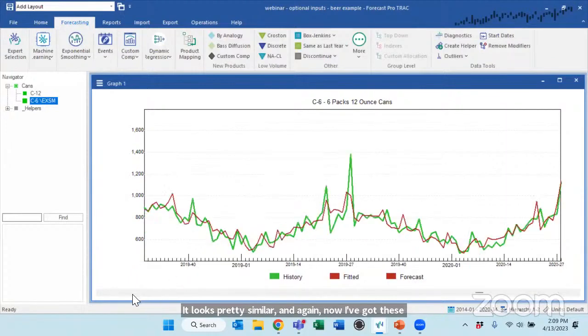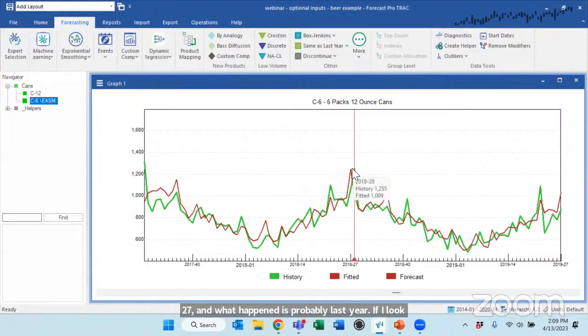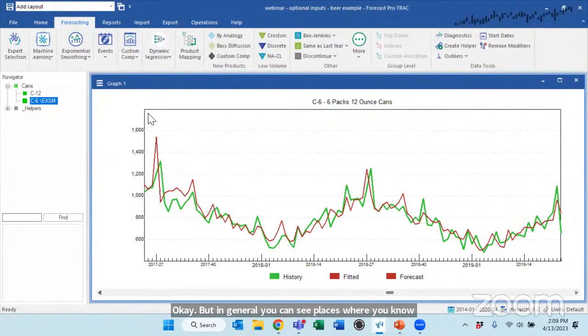Now, what I'll find here is places where you get the holidays wrong. Here's a good example. The 4th of July was here on week 28, but we predicted it was going to fall in week 27. And probably last year, if I look at last year, it was in week 27 and it moved. But in general, you can see places where things are off a little bit. That's the holidays moving around.